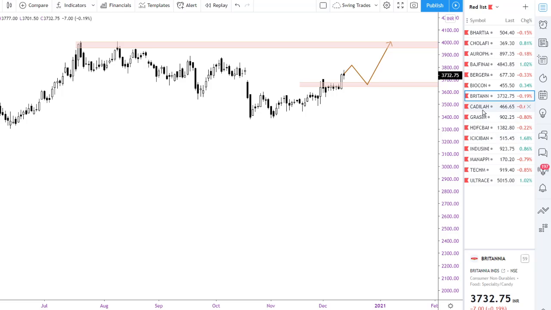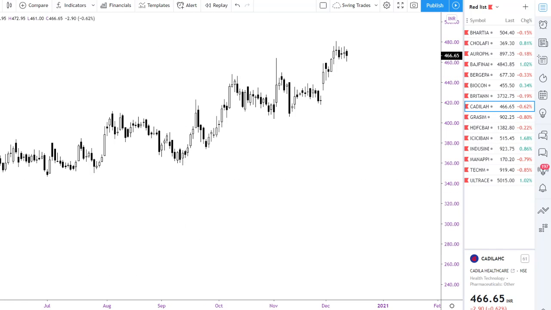Okay guys, the next one is Cadila Healthcare. Even this is in an uptrend. The zone of interest is somewhere here, maybe this whole zone here, so it is around that zone. So if you get a nice buying opportunity, then we will buy for a trend continuation.